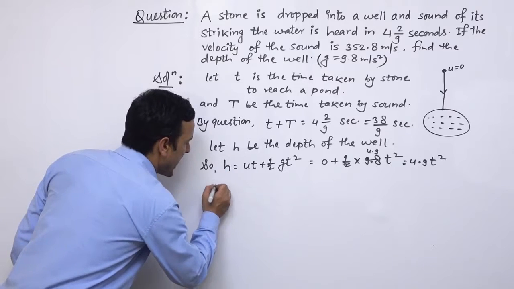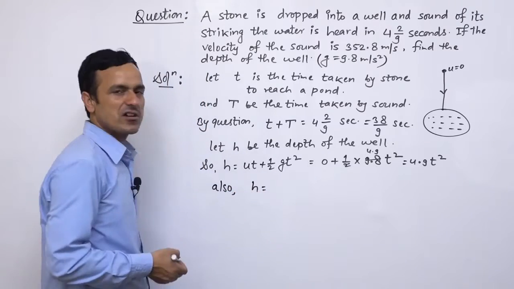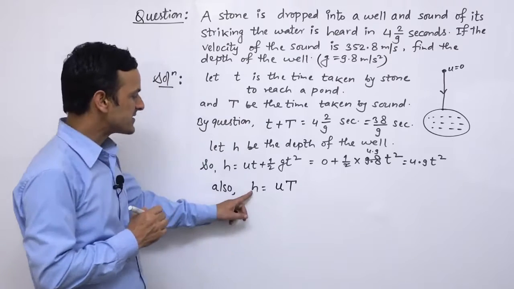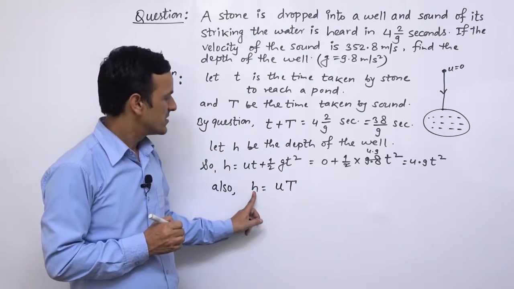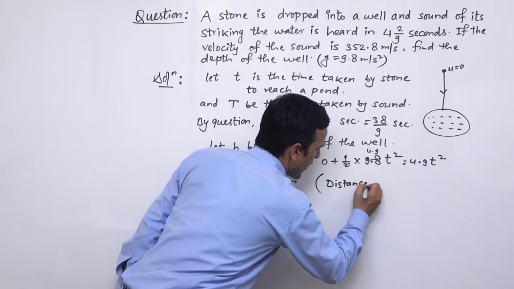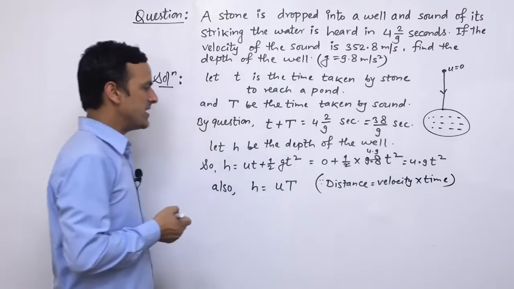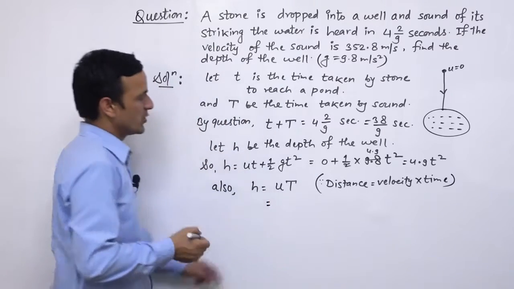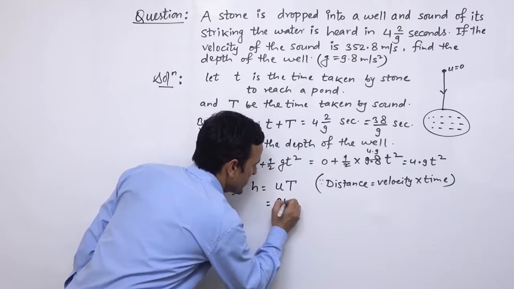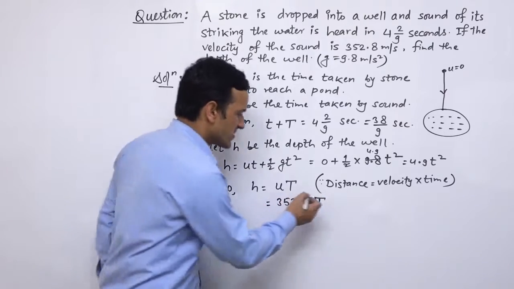And also, H is equal to the height, or distance covered by the body. It means velocity into time. So velocity into time, it is the distance covered by sound. So this is the formula of distance is equal to velocity into time. This is the formula, and we can substitute the values over here. So velocity means the velocity of sound is here. So it is 352.8 capital T. Capital T is unknown, so leave it.